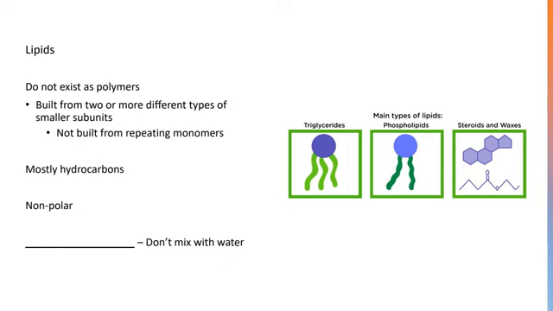Let's start talking about lipids now. Lipids do not exist as polymers per se. Why not? Because they are built from two or more different types of smaller subunits. So they're not built from repeating subunits, like for example, a bunch of saccharides, right? Or a bunch of amino acids.